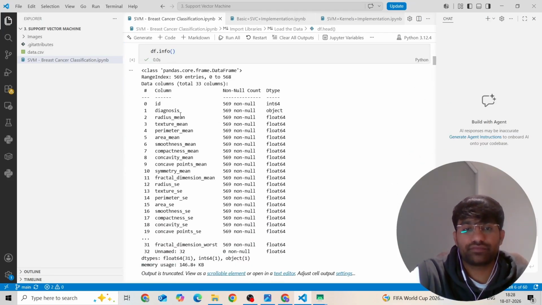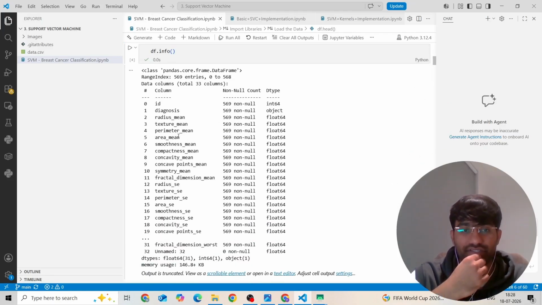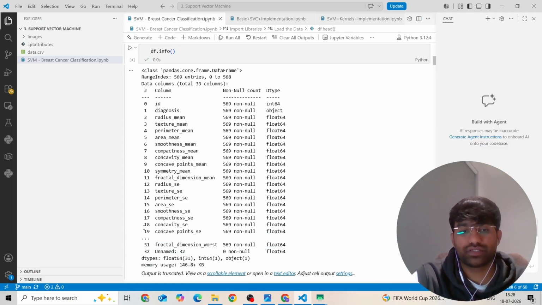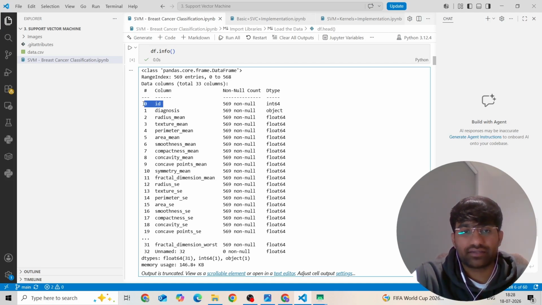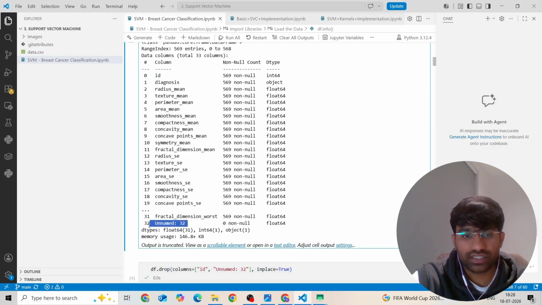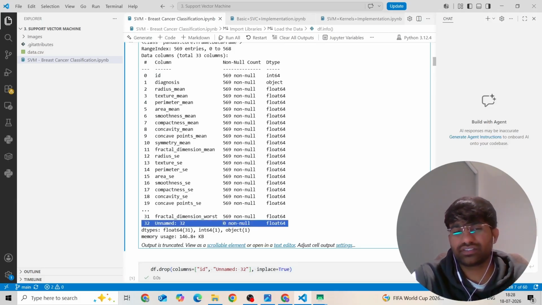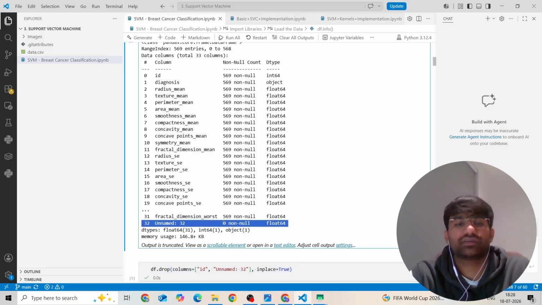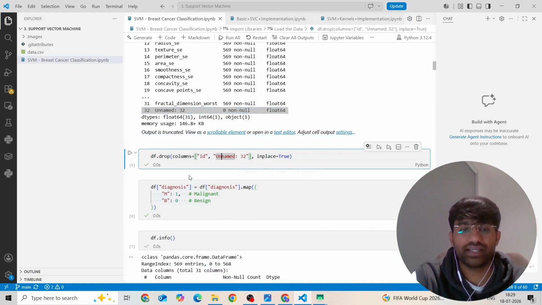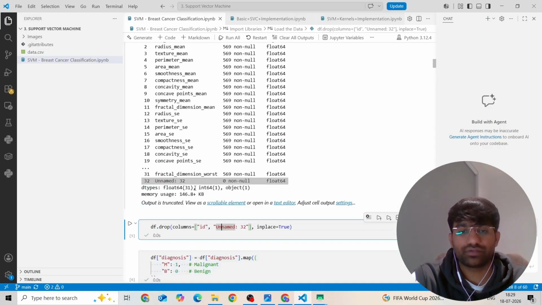If we see a brief analysis of the data, we have 32 columns here. The first column, ID, is not required for us. And the 32nd column, unnamed, is full of zeros. This is a non-null value, like 0. It is just a dummy column. I don't know why this column is there in our data. So I have dropped these two columns, ID and unnamed, both the columns.